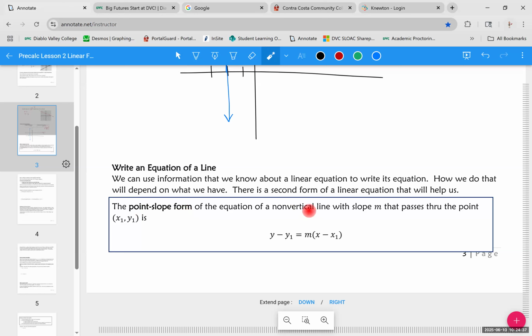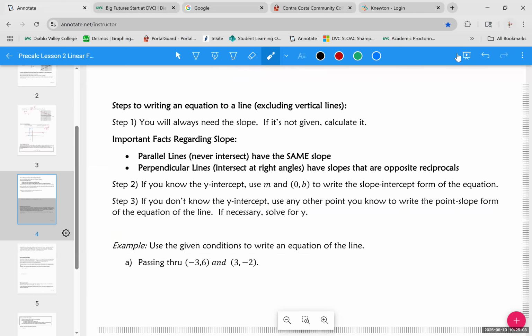So again, a non-vertical line because vertical lines don't have a slope. If you know its slope is m and that it passes through one point, notice this point is not necessarily the y-intercept, any point whatsoever, then here's how you can write the equation of the line. y minus the y-coordinate of your point equals slope times x minus the x-coordinate of your point.